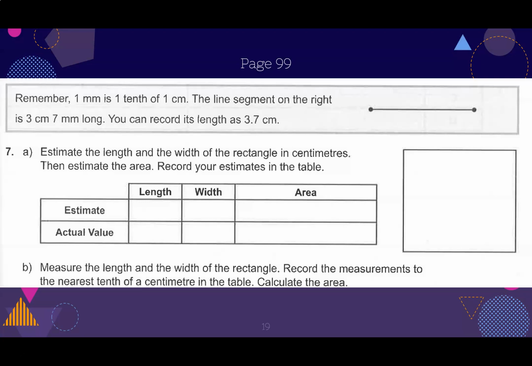Question 7. Remember, 1 millimeter is 1/10 of 1 centimeter. The line segment on the right is 3 centimeters, 7 millimeters long. You can record its length as 3.7 centimeters. Estimate the length and width of the rectangle in centimeters, then record the area.